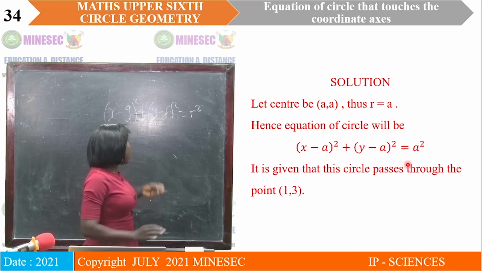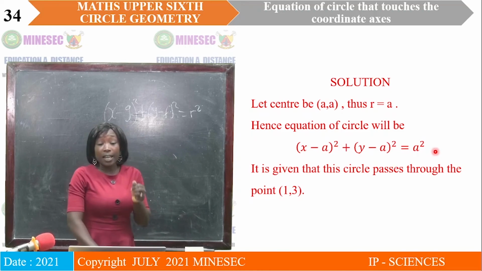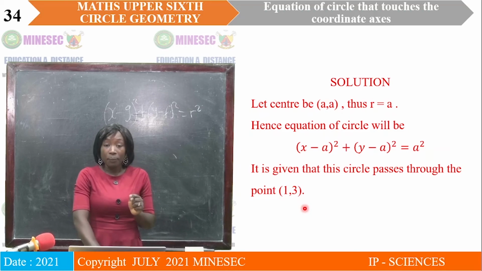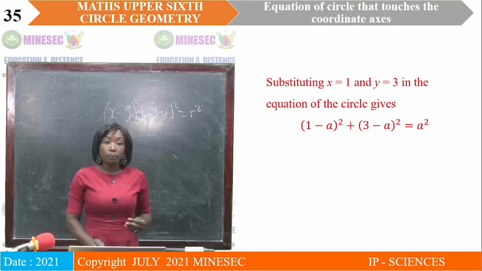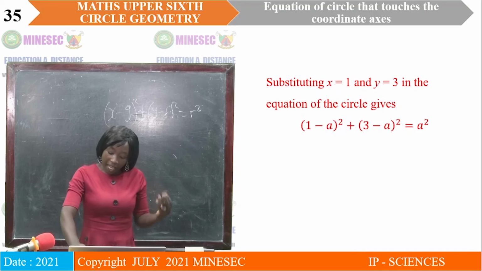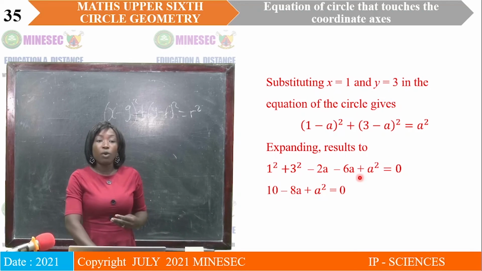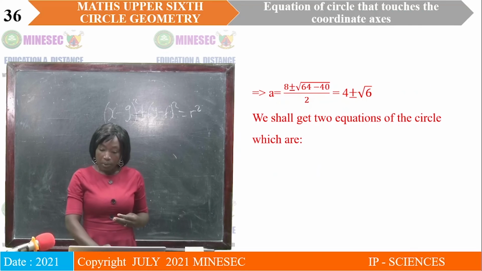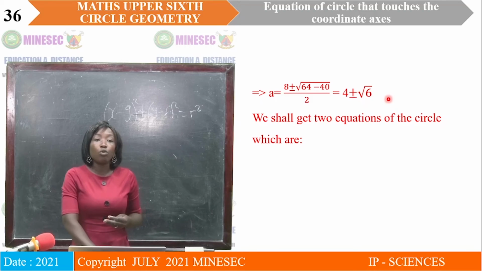Now, this circle we have obtained here, they say passes through the point (1, 3). With this idea, it means that if we substitute the point (1, 3) in the equation of the circle, we obtain (1 − a)² + (3 − a)² = a². Expanding that equation, we obtain the quadratic equation a² − 8a + 10 = 0, and we have a equal to 4 plus or minus root 6.